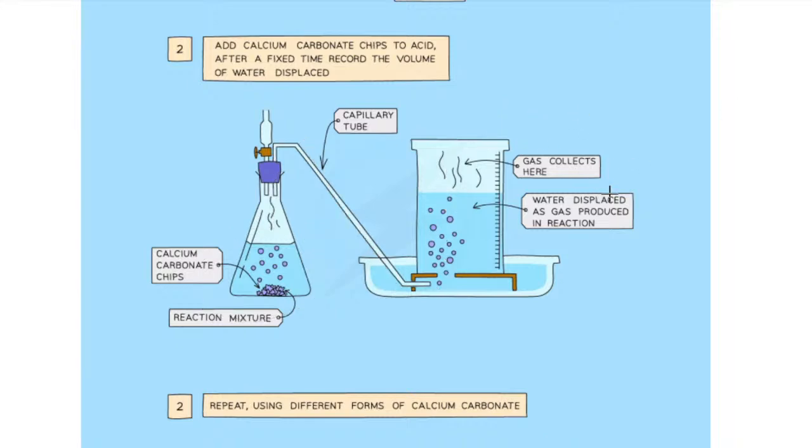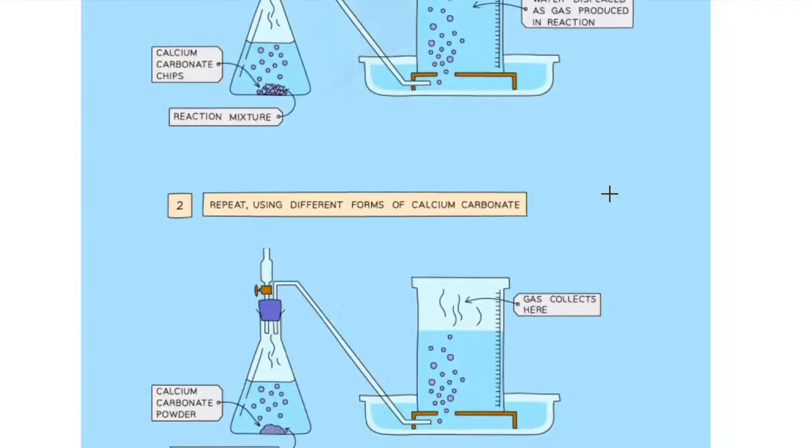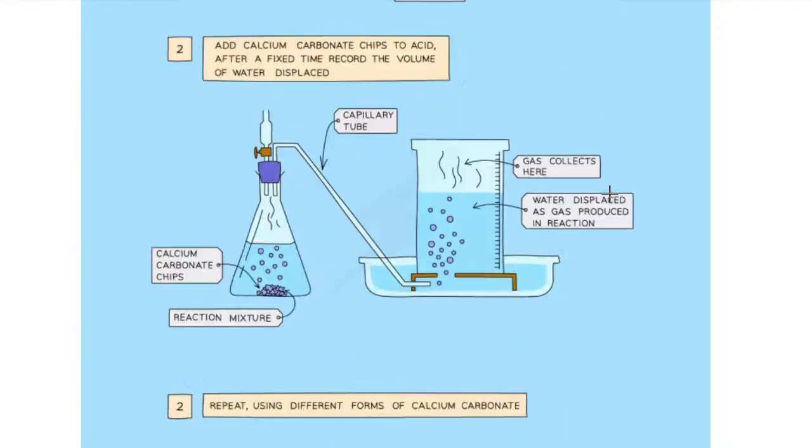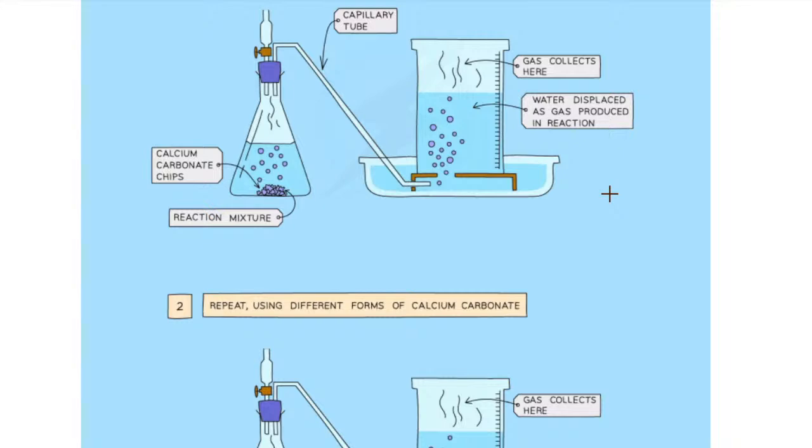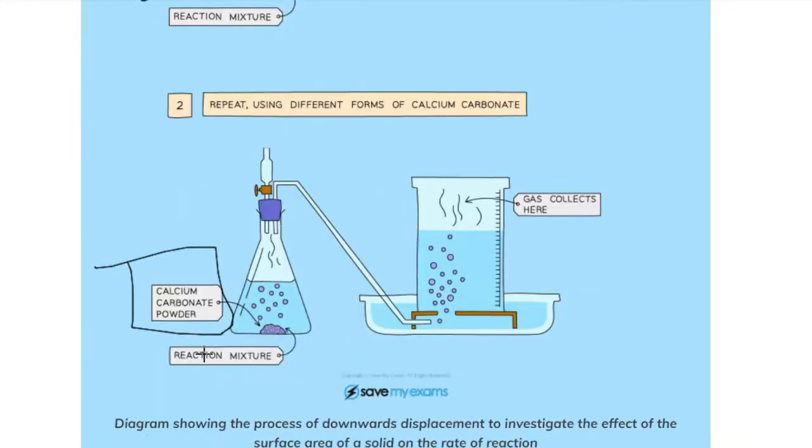Now you can repeat this test, but this time you don't use chips, you use powder. Remember, the key words here are calcium carbonate chips and calcium carbonate powder. Calcium carbonate chips have a smaller surface area and therefore a slower rate of reaction, but the powder has a larger surface area and therefore leads to a faster reaction.